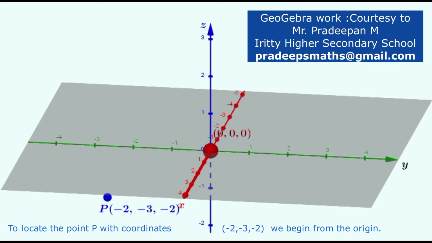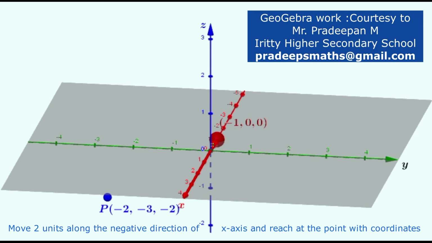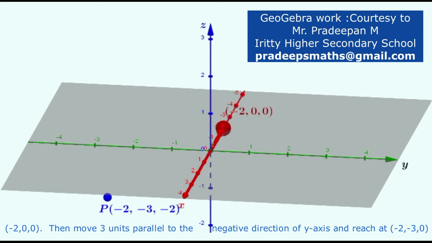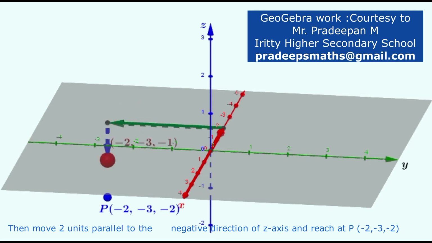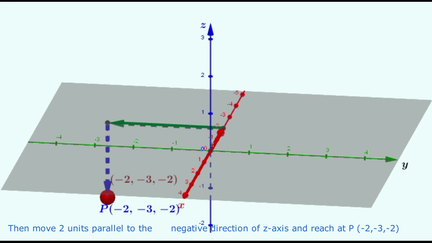To locate the point P with the coordinates (-2, -3, -2), we begin from the origin. We move 2 units along the negative direction of the x-axis and reach the point with the coordinates (-2, 0, 0). Then move 3 units parallel to the negative direction of the y-axis. Then move 2 units parallel to the negative z-axis and reach the point P with the coordinates (-2, -3, -2).